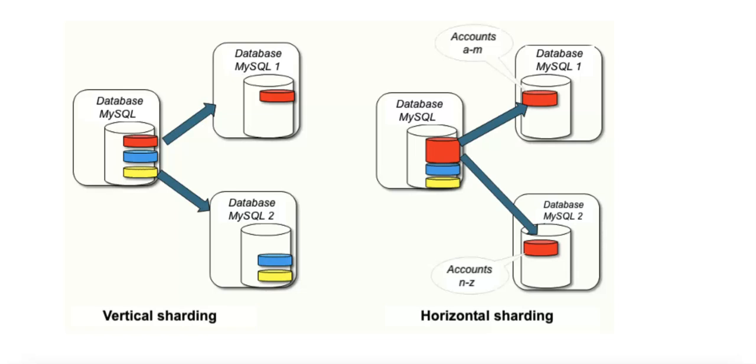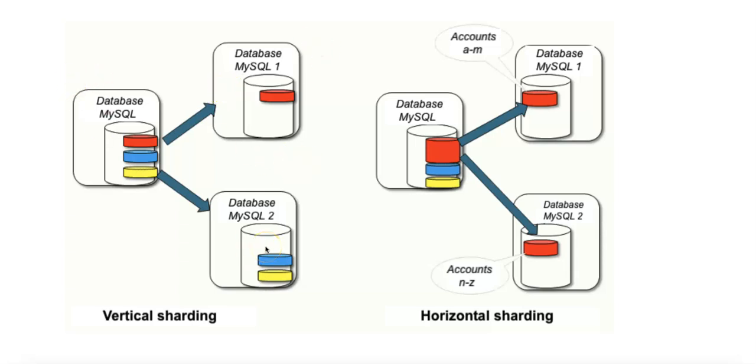Let's talk about sharding. Sharding is a database partitioning technique where large datasets are divided into smaller, more manageable pieces called shards, each of which is stored on a different database server. This is primarily done to improve the system's scalability, performance, and capacity by distributing the load across multiple servers.